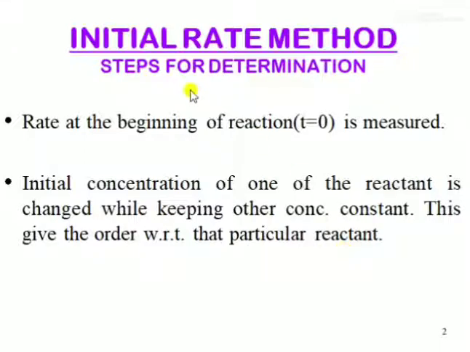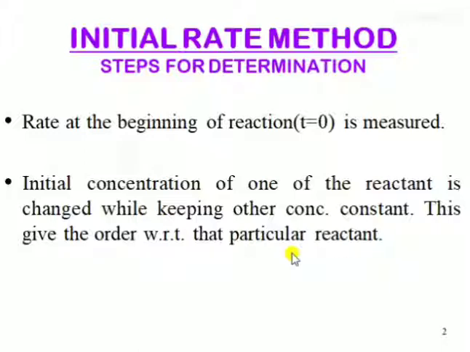The steps for determination of initial rate methods are: the first step is that rate at the beginning of the reaction is measured. Okay, this method is used generally for reactions which have more than one reactant. So in the first step, what we do, we determine the rate at the beginning of the reaction. In the second step, the initial concentration of one of the reactants is changed while keeping the other concentration constant. This helps us to give the order with respect to that particular reactant.